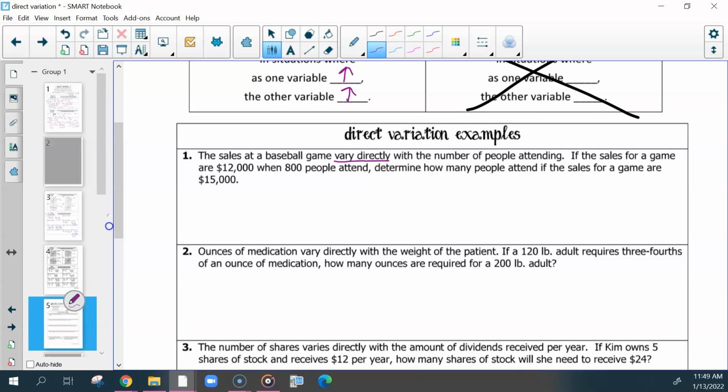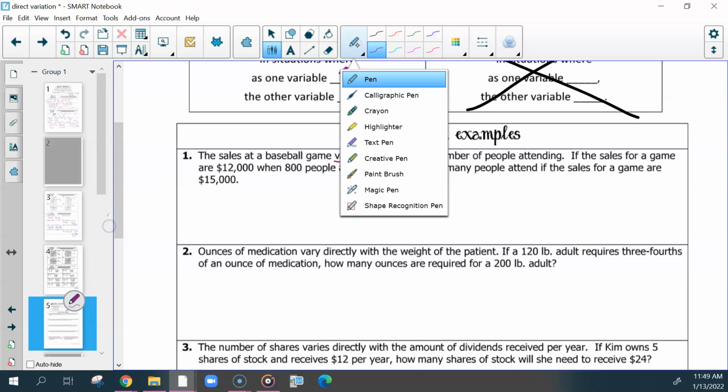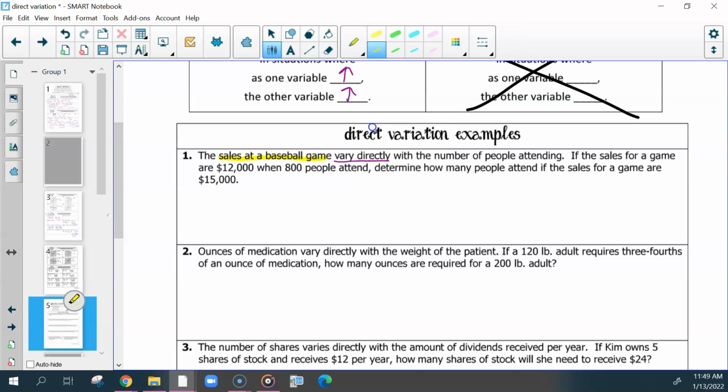With this, what's also nice is whatever comes right before the words vary directly, varies directly, whatever wording it uses. So in this case, sales at a baseball game, that's going to be your Y. And then whatever it says after varying directly will be your X. So every time it says vary directly, what's right before that is going to be your Y.